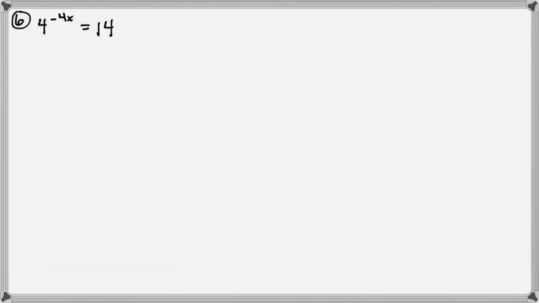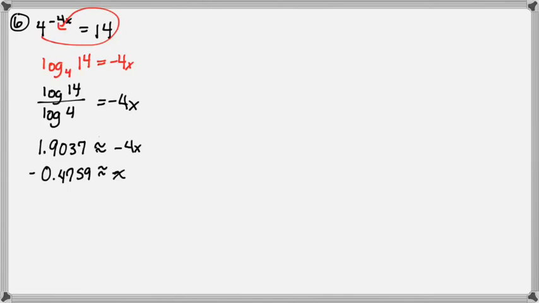Okay, let's do the last one on your own. So it's going to be 4 to the negative 4x is equal to 14. So you should have had log base 4 of 14 is equal to negative 4x, and we convert that with change of base, we get 1.9037 is equal to negative 4x. Divide both sides by negative 4, and we end up with negative 0.4759.